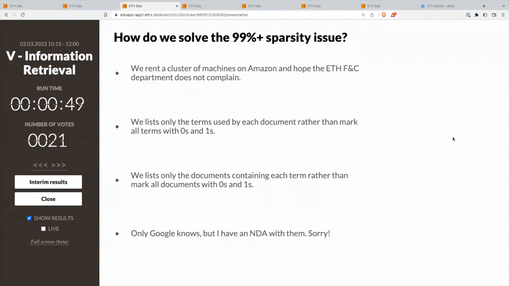By the way, this is probably a question that you can reverse engineer. Who is good at reverse engineering multiple choice? You don't know about reverse engineering multiple choice. You know that when we prepare multiple choice questions at the exam, we have to anticipate the reverse engineering. Because here you probably figured out that it's answer 2 or 3, right? Just looking at the structure. Anyway. But the question is only the terms used by each document, or you list only the documents containing each term?